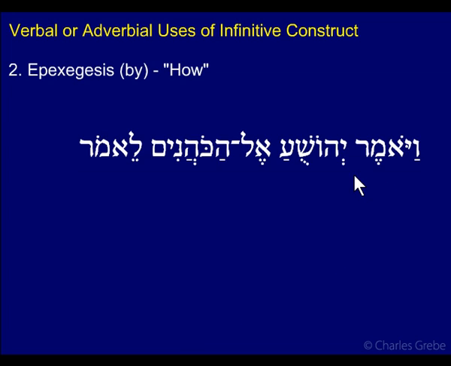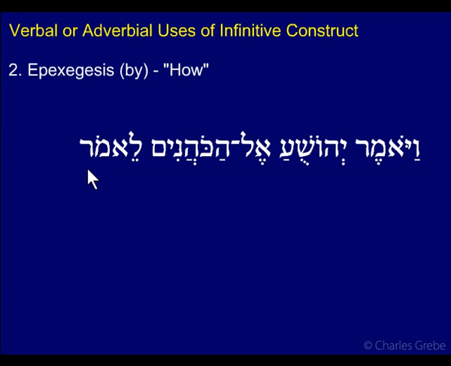Vayomer Yehoshua el ha-kohanim lemor. And you'll get sentences like this all over the Bible, especially in narrative sections. Joshua said to the priests, saying. Now in English this is redundant. You don't need to say Joshua said to the priests, saying.